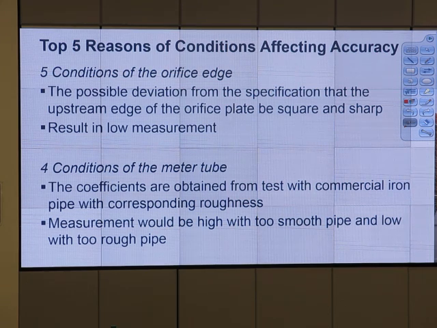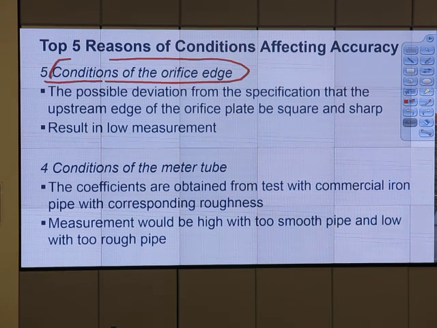Most of the time, you select the meter run based on the flow rate. The manufacturer can actually tell you based on your flow rate, pressure, temperature, and what kind of gas you have. What they won't tell you is what can impact the accuracy of the orifice plate. First, the condition of the orifice plate impacts the accuracy.